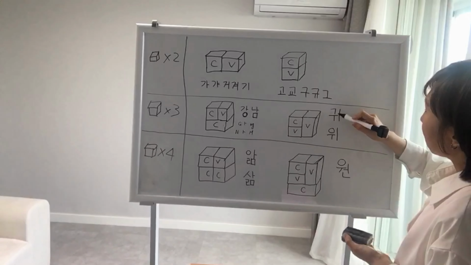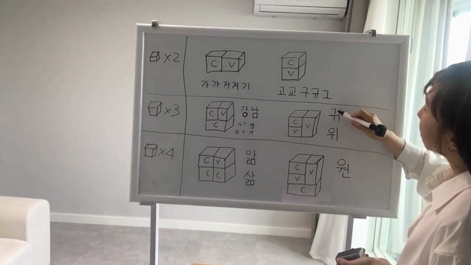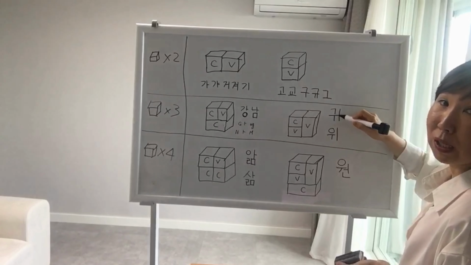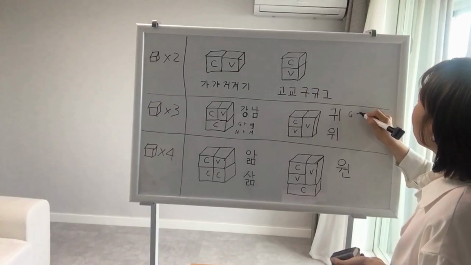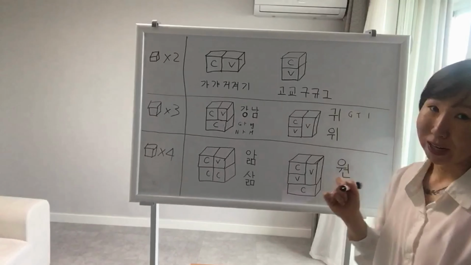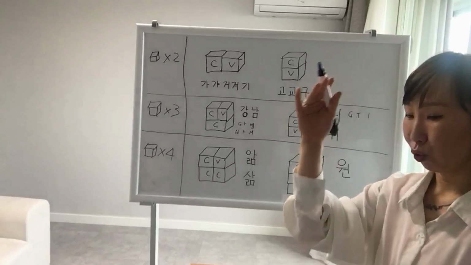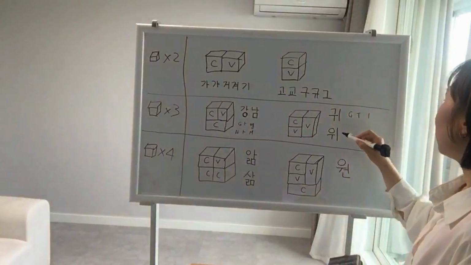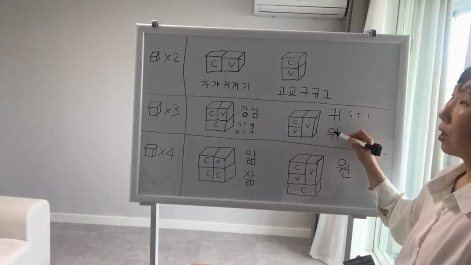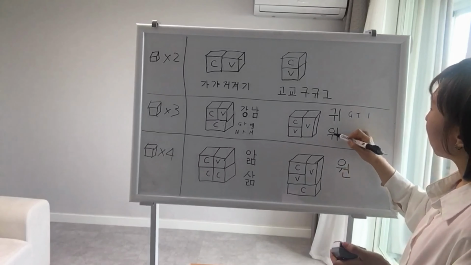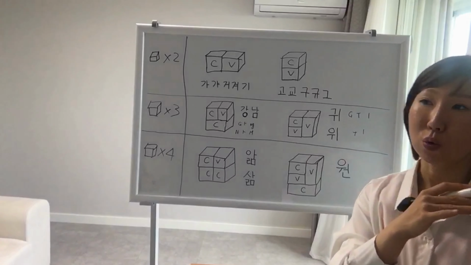So if you look at this, there's again giyeok for G, and then u, and then i. If you put that sound all together, gwi, right? So gwi. And then also here, we learned that the ieung sort of has no sound, so it is just u and i. So wi.